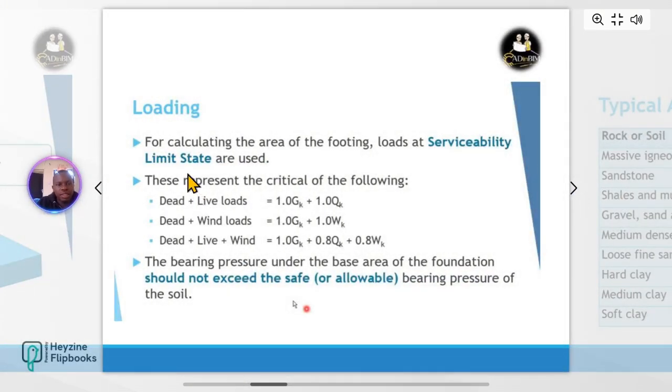So for calculating the area of footing, loads at serviceability limit state are used. These represent the critical of the following. So we have dead load plus live load, for which we use a factor of 1. The factor of safety is 1, the same as for dead load with wind load. We still use the same factor, but when you're combining dead load, live load, and wind load, we tend to reduce the live load by 0.8, and also we reduce the wind load by 0.8.